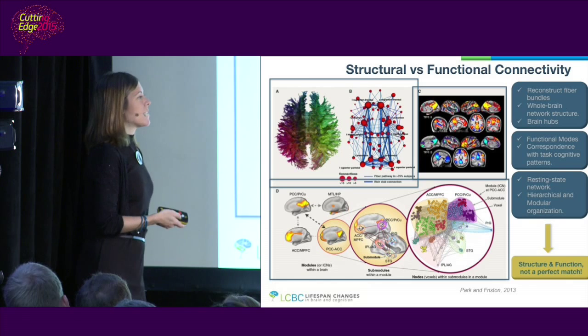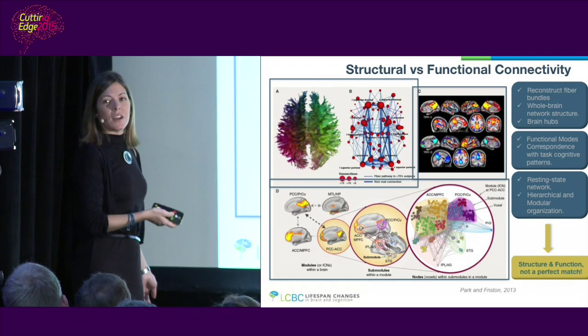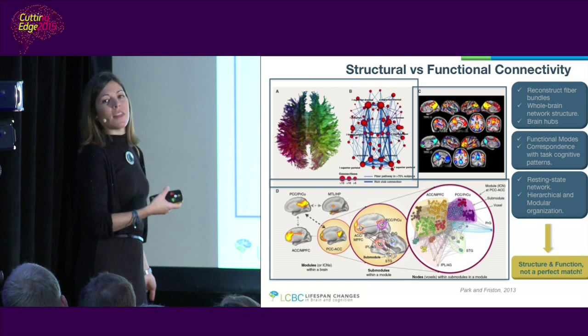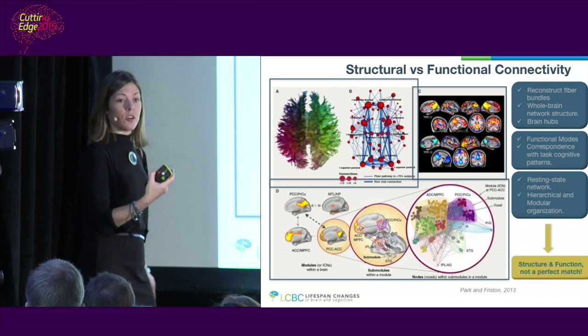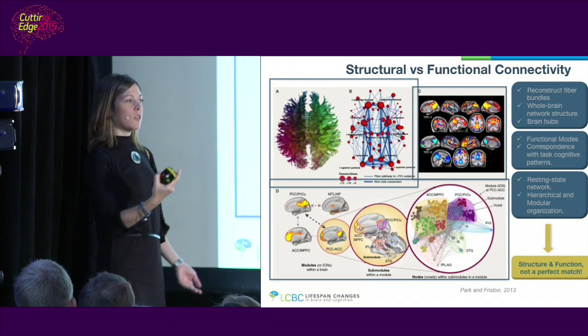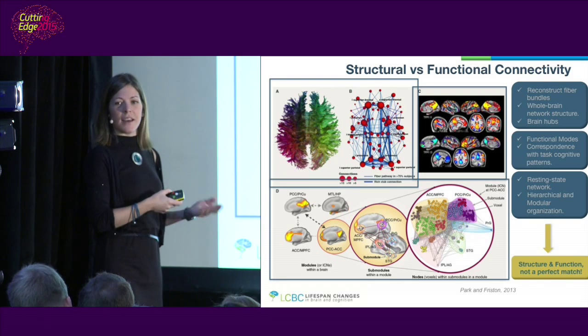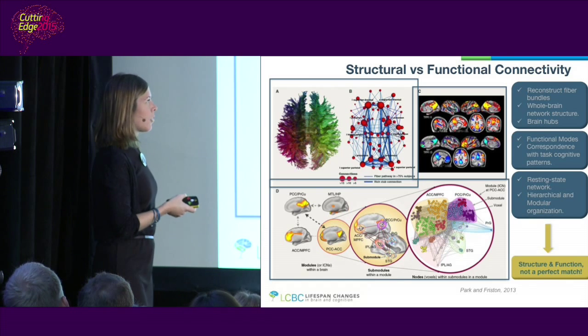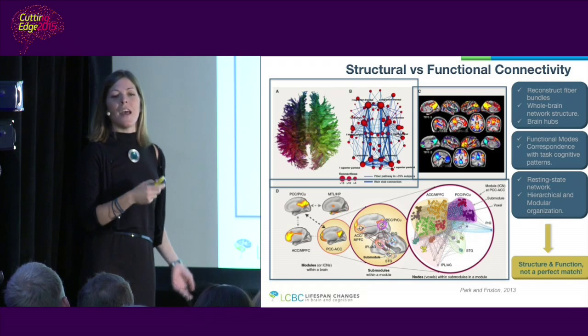But people are starting to think that structure and function are not that perfect a match. And we can't really think about it that way, because we only have one structure, and we have millions of functions. So the function needs to be a bit adapted to this structure. But these are some thoughts that come from studying the healthy brain.